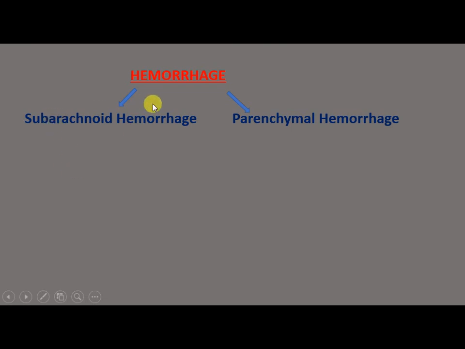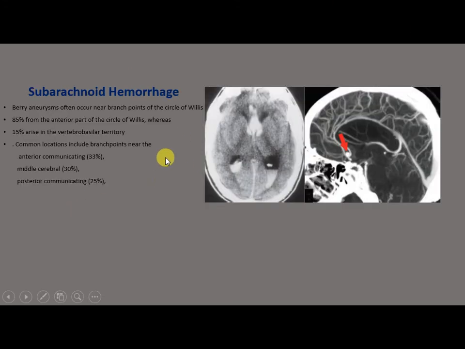In hemorrhage, we talk about hemorrhage in a non-traumatic patient. Of course, we do not concentrate on epidural or subdural here. You have subarachnoid and parenchymal hemorrhage. The subarachnoid hemorrhage is mostly due to rupture of a berry aneurysm, which often occurs near the branch points of the circle of Willis. 85% are from the anterior part of the circle of Willis, whereas 15% arise in the vertebrobasilar territory.